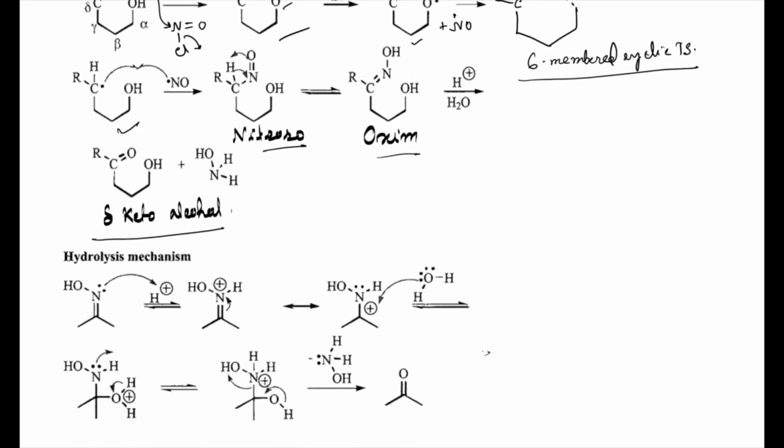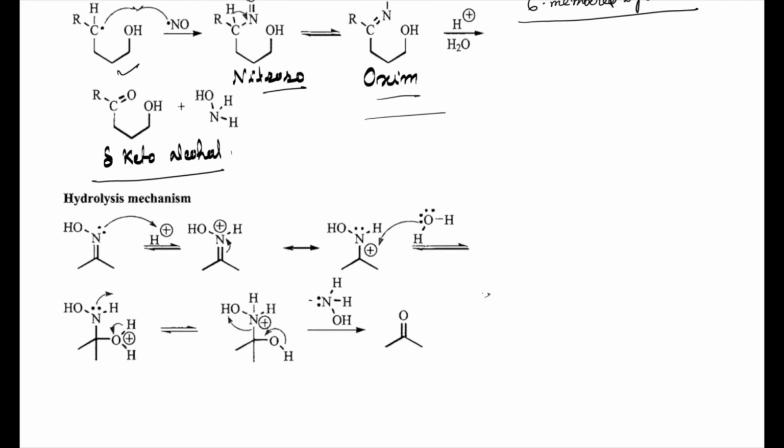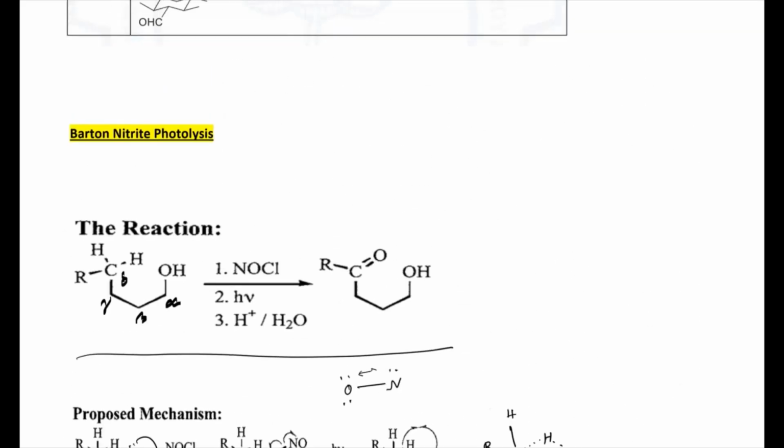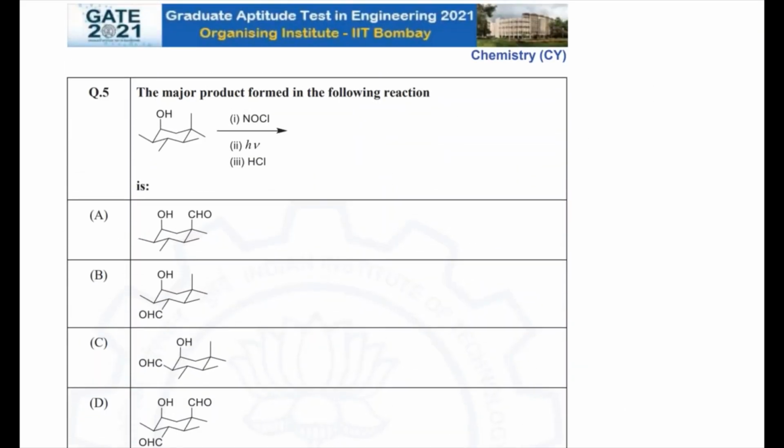Now the hydrolysis mechanism of oxime is very easy, as you know. You can see here the mechanism. I'm not going to go into detail on this mechanism. Now we will come to one question which came in GATE 2021: the major product formed in the following reaction. We already discussed the Barton photolysis reaction. So this is the Barton photolysis reaction.